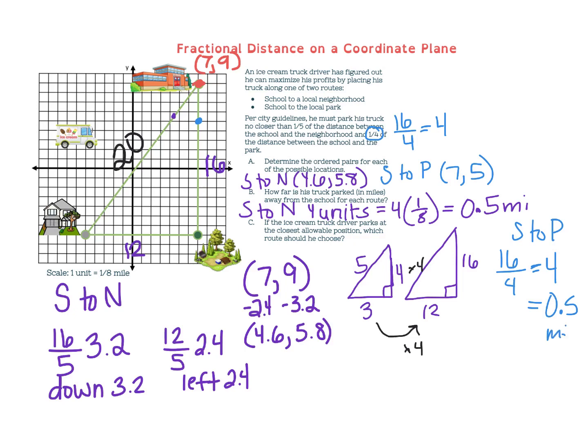So then the final question is saying, if the ice cream truck driver parks at the closest allowable position, which route should he choose? Well, either route, because they're both equally far away from the school. They're both half of a mile from the school. So for C, I would put either route. Either route works, since they're the same distance apart.